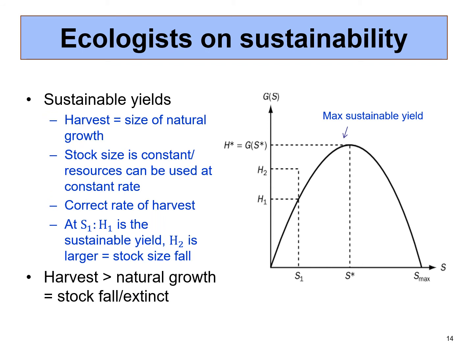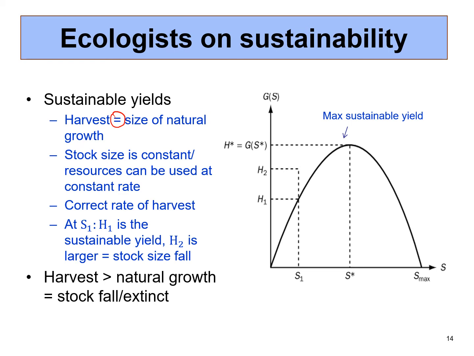Sustainability from the ecologist point of view. In ecology, normally they use the term sustainable yield or sustainable catch, so it is commonly used for fisheries. So what do we mean by sustainable yield? Basically, our harvest rate should equal the size of natural growth rates of our resources. So here the stock size is constant, or in other words, resources can be used at a constant rate. So this is the correct rate of harvest.